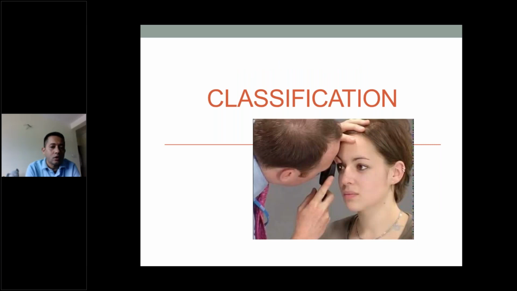So let's go to the classification. You can see in the classification I've shown you a picture of a person examining with a direct ophthalmoscope. The classification of hypertension was actually done with an ophthalmoscope, especially a direct ophthalmoscope. Many times in the OPD we use a 20 diopter lens with the indirect ophthalmoscope, or maybe a 90 diopter lens with the slit lamp. But if you want to see the subtle changes in hypertension, the best way is with a direct ophthalmoscope. And these are the findings based on the direct ophthalmoscope that are used to classify hypertension.